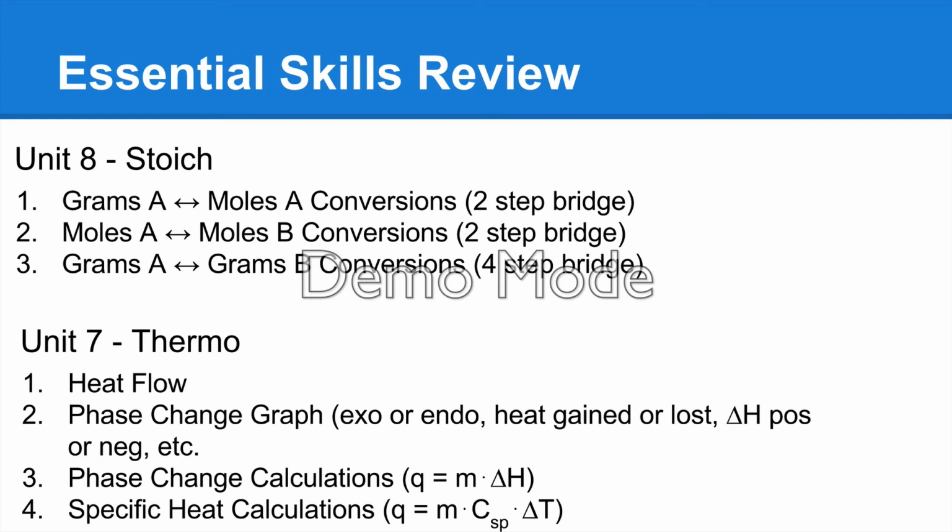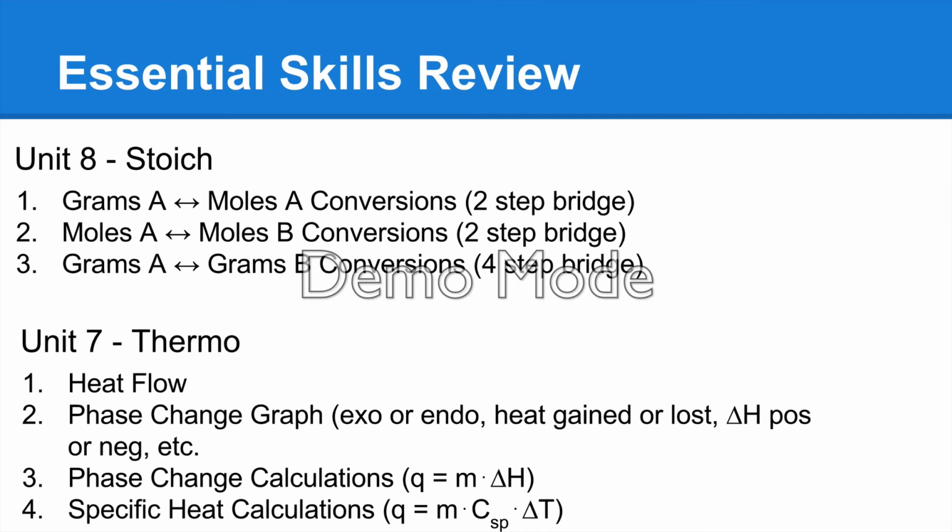Unit 7 was thermo, kind of a tough one. The heat flow: the metal comes out of the boiling water into the room temperature water in the calorimeter. Which way is the heat flowing? That's an example question of that. The phase change graph was all the questions about, is it exothermic or endothermic? Bonds broken or formed? Heat gained or lost? Delta H being positive or negative? And is it delta H of fusion or delta H of vaporization? So you should know those. Phase change calculations, Q equals m times delta H. And two questions for that one you have to know: is delta H the delta H of fusion or delta H of vaporization? And is it going to be negative or positive?